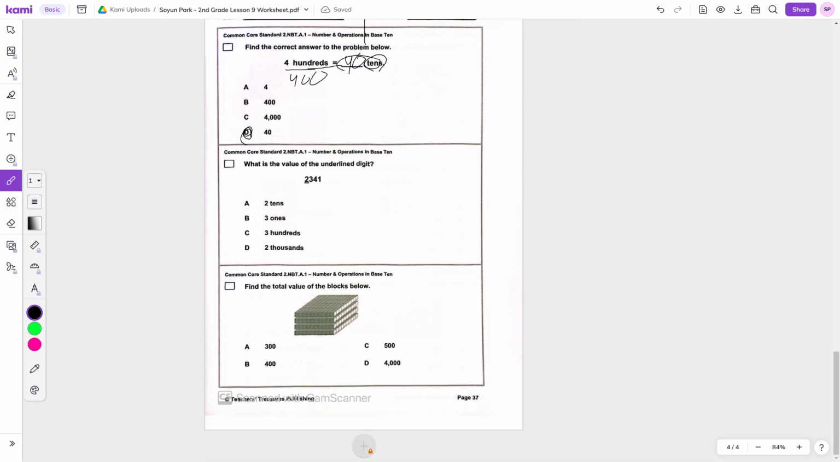And then what is the value of the underlined digit? So there are ones, tens, hundreds, and the fourth one will be thousands. So it will be 2000s, which will be letter D.